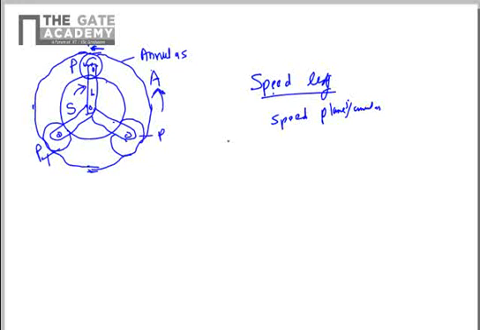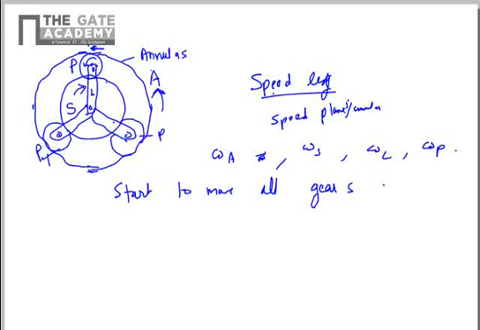So in this method, you consider that the annulus is moving at omega A, the Sun is moving at omega S, the leg is moving at omega L, and the planet is moving at omega P. So you consider that if we start in this configuration, if we start to move all gears, the entire configuration about the center is same for all, as you can see from this figure, with a speed minus omega L.